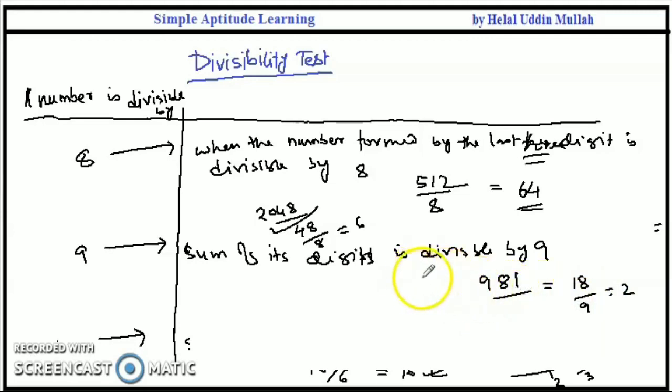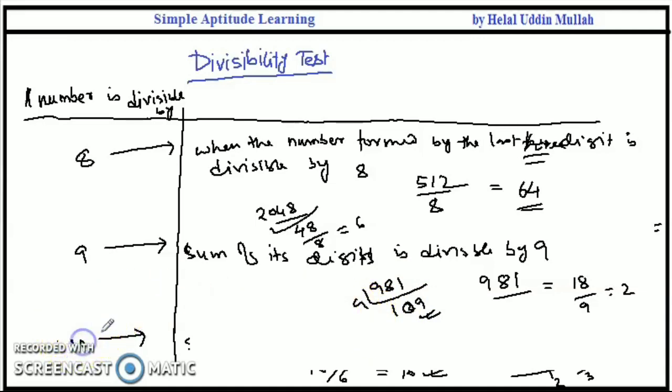So according to the criteria, 981 will be divisible by 9. Now if we directly divide 981 by 9, the result is 109. So 981 is divisible by 9. Directly you can see it.